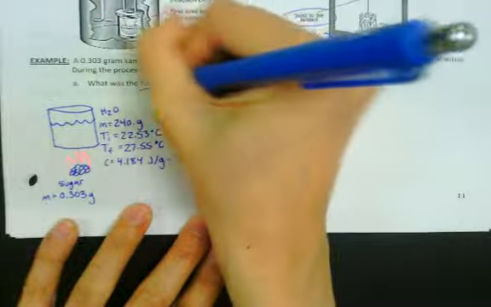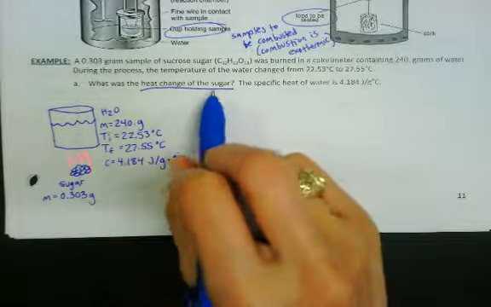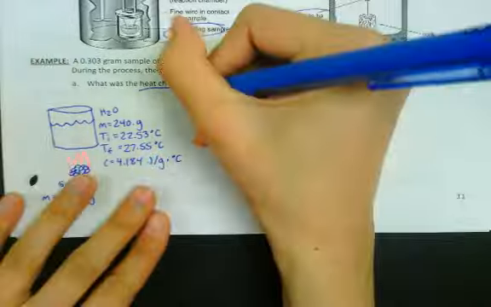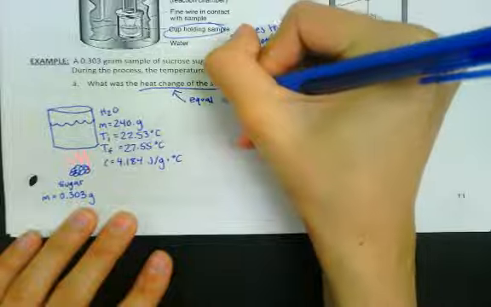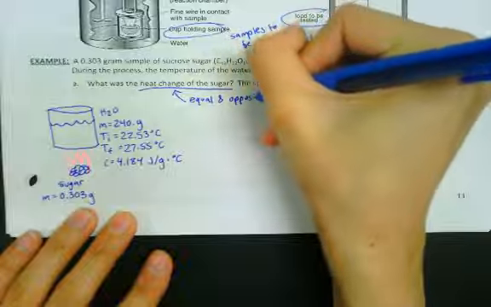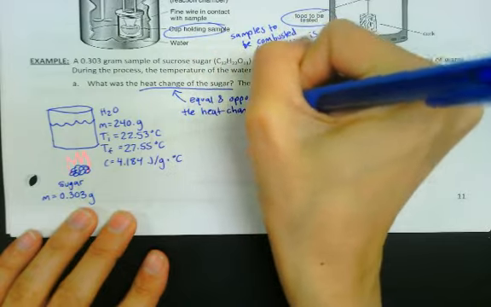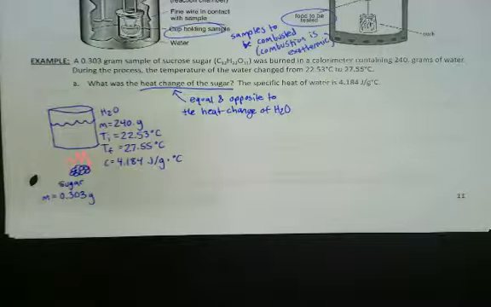And we are tasked with finding the heat change of the sugar. I want you to notice here that I was not asking for the heat change of the water, but as a reminder, the heat change of the sugar is going to be equal and opposite to the heat change of the H2O. So heat change of the sugar is going to be equal and opposite to the heat change of the H2O.